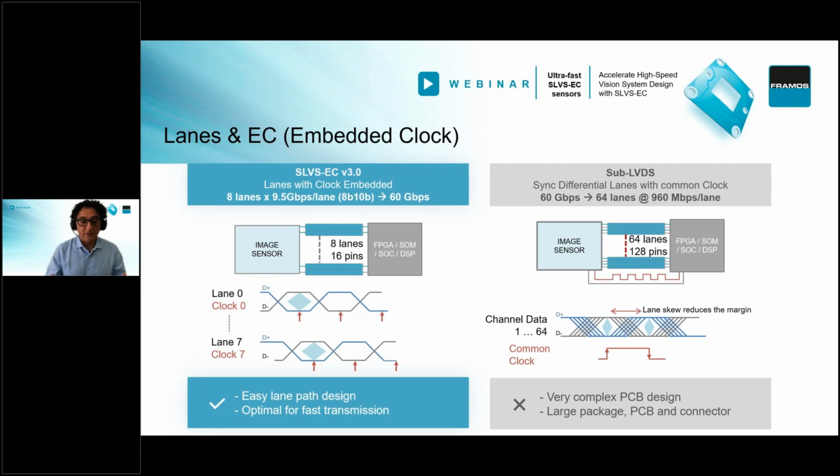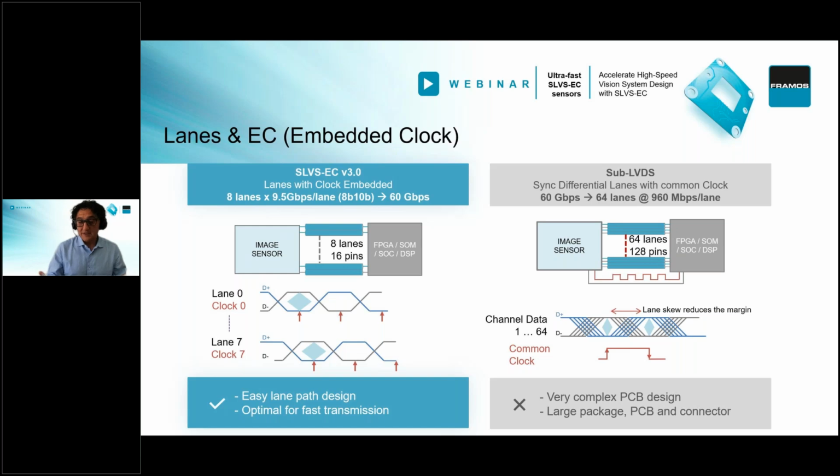Also because there is the embedded clock. On SLVS-EC, the data lane is also embedding the clock of the data. So this is a digital transmission, and the timing of this transmission is also embedded in the pair itself. On other serial transmissions, there is a signal to synchronize all the lanes. So it's one single clock for all the 64 lanes or whatever you have.